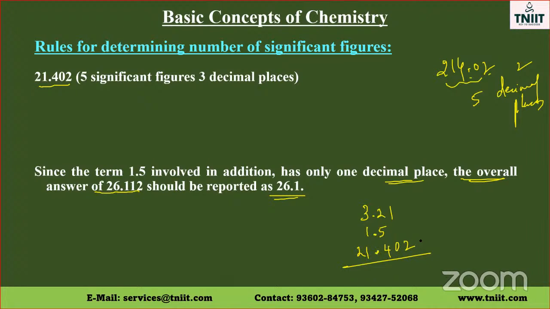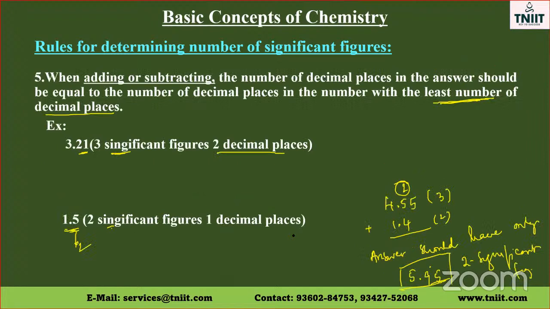Now when you add all these, let's see what we get. We get 2, 1 and 0. It is 1. And it is 9, 10, 11, 1 remainder 2. So this is 26.112. The answer is 26.1. But as per the rule, the number of decimal places in the answer should be equal to the number of decimal places in the number with the least number of decimals.